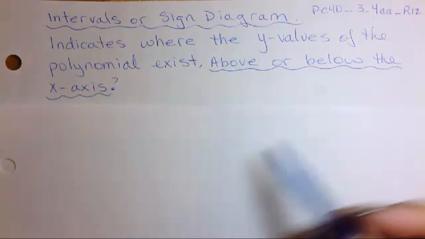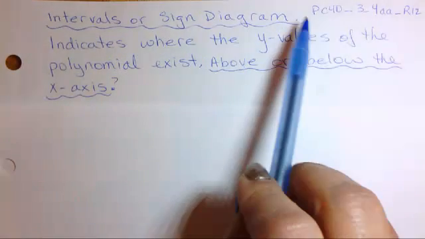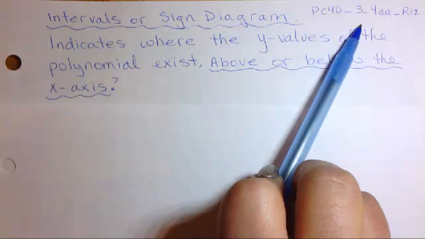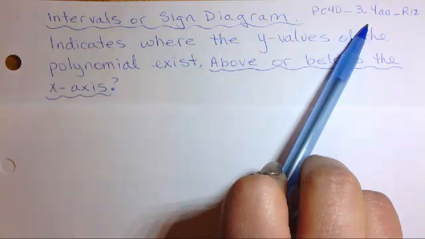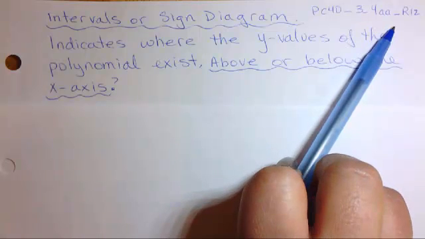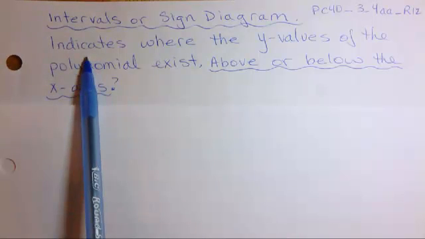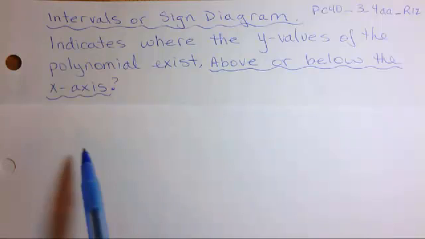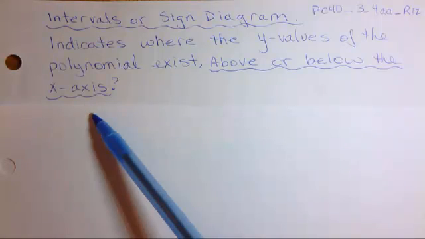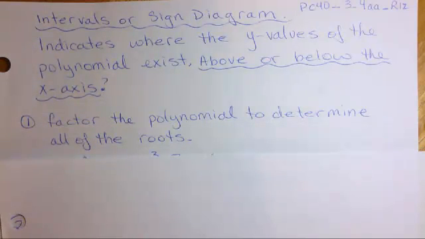In this one, I'm going to talk about intervals, the interval diagram or the sign diagram, and it's most useful if you watch it before you watch the video for 3.4, which covers outcome R12. Okay, so what a sign diagram does is it indicates where the y values of your polynomial exist, so whether it's above or below the x-axis. In other words, are your y values positive or negative?